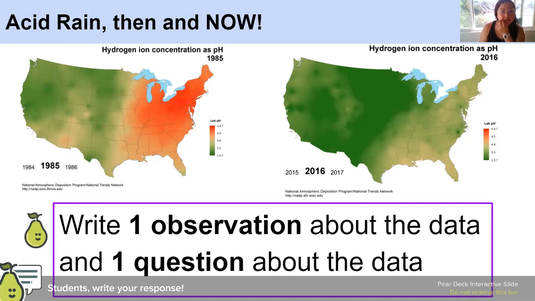And then for a question about the data, some people asked a question like, how much is 4.0 pH? How did the acid rain become less in 2016? Those are great questions that we'll hopefully answer today.